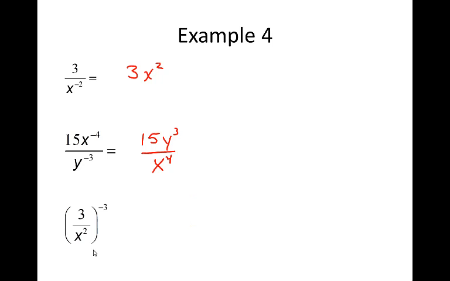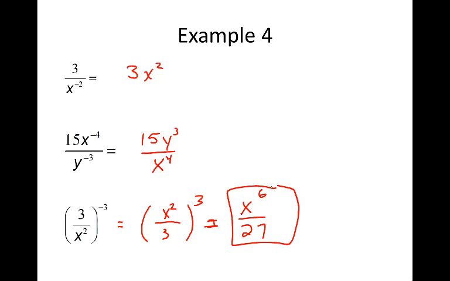Okay, 3x squared to the negative 3. So I'm going to first flip. I'm going to reciprocate the base, so it's going to be x squared over 3, and that changes the sign of my exponent. Now I can apply the 3. So x squared cubed is x to the 6th divided by 3 cubed, which is 27. Remember, 3 cubed is 3 times 3 times 3. We don't just say 3 times 3.